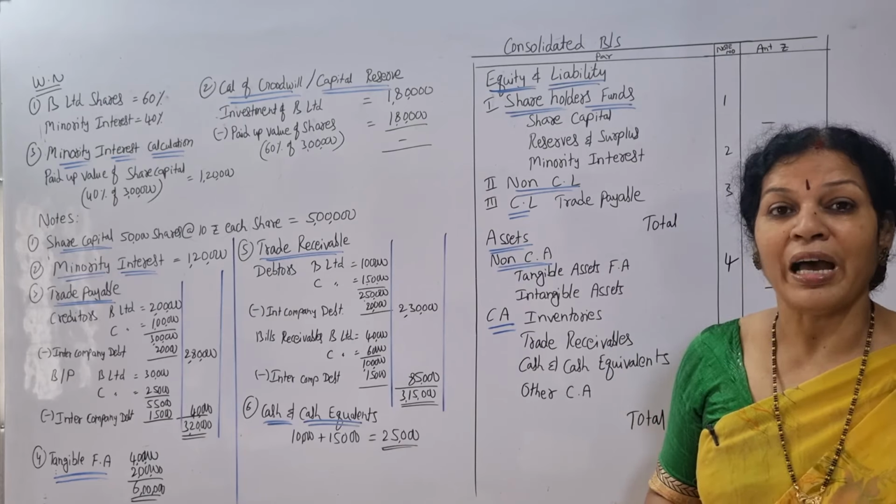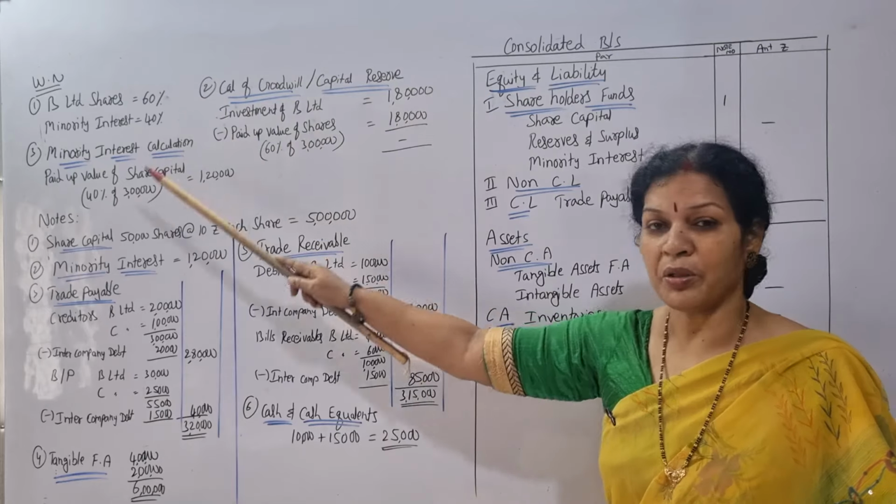How much we are paying, as given in the balance sheet? That is also 1,80,000. Both are equal. So there is no goodwill, no capital reserve. So it is nil. We have done our calculations. We are not getting anything. So nil it is. So this is about the working notes.